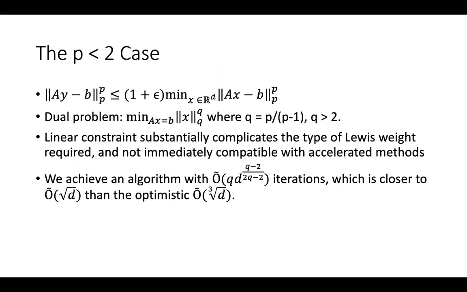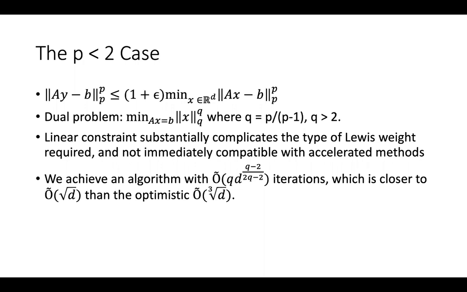So now let me briefly mention the P less than 2 case. As a reminder of what the P norm regression problem is, we wish to compute Y such that the P norm of AY minus B is at most 1 plus epsilon times the minimum of the P norm of AX minus B over all X. And let's do the case P less than 2. It turns out that when you dualize this problem, you can construct a matrix A and B, not necessarily the same as the original matrix A and B. I'm being a little lazy with notation. Then you want to compute the minimum over AX equals B of the Q norm of X to the Q, where Q is the dual norm of P, and hence Q is greater than 2.